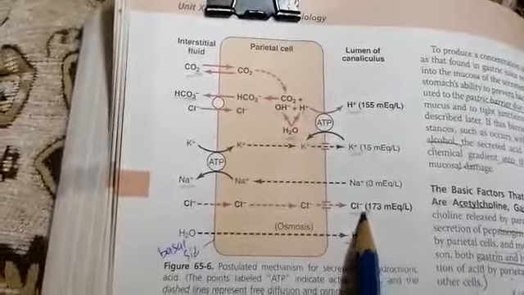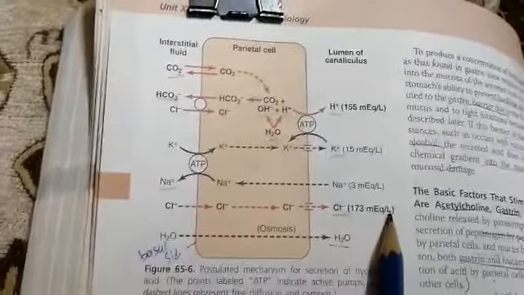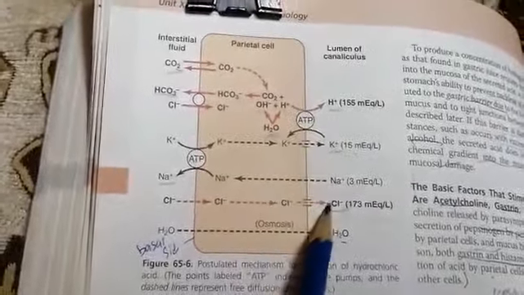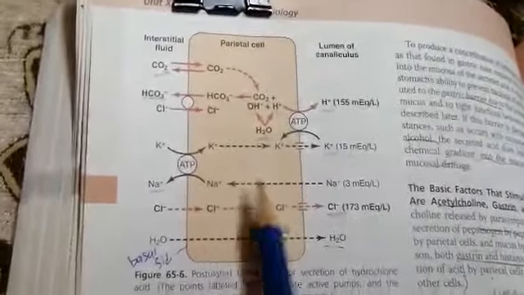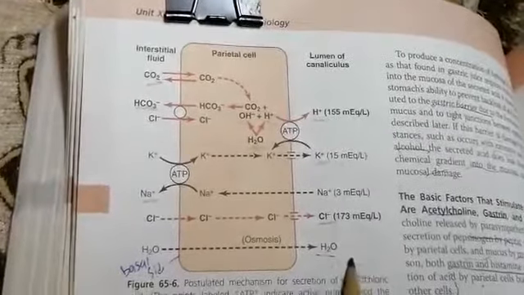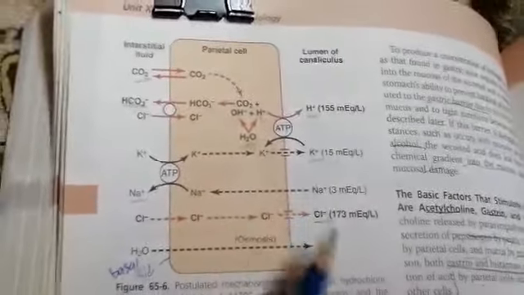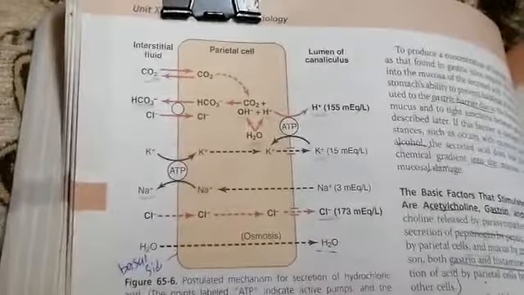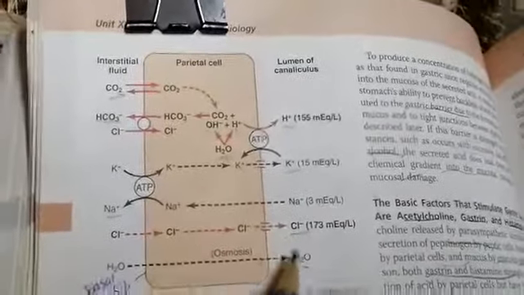Now the chlorine that is present in the lumen of canaliculus is about 173 milliequivalent per liter. So in this way the hydrogen and the chlorine get inside the lumen of canaliculus and make the hydrochloric acid with the osmosis of the water molecule. The water molecule, the hydrochloric acid and somewhat potassium are present in the lumen of canaliculus, which makes the hydrochloric acid, and it is the most acidic acid present in the stomach, and the mucus secreted from the duodenum prevents the stomach wall from being damaged by the excessive HCl.